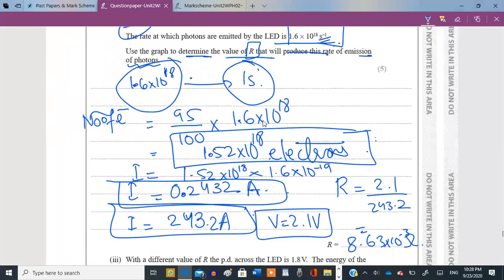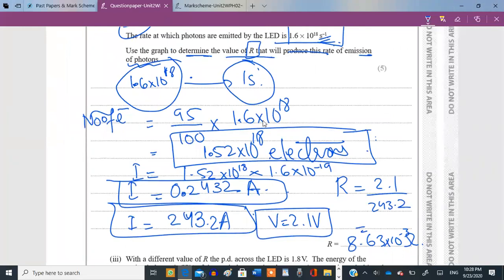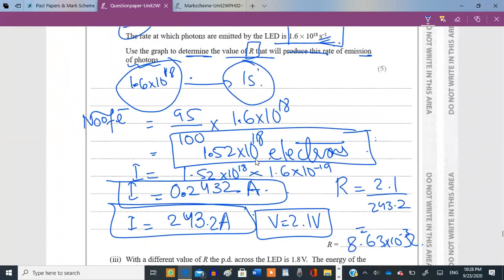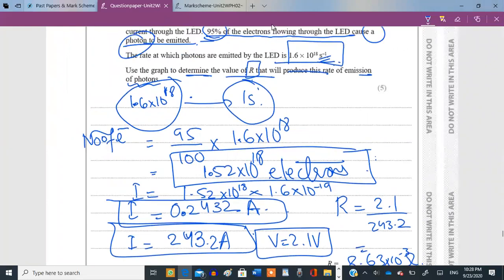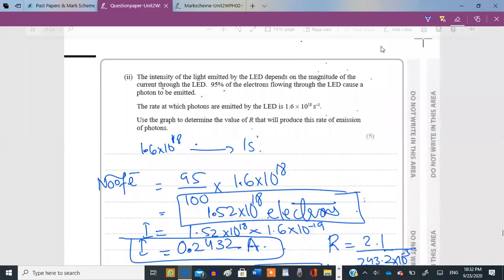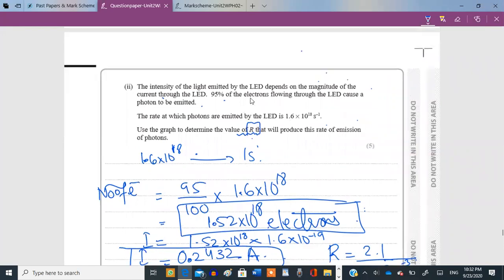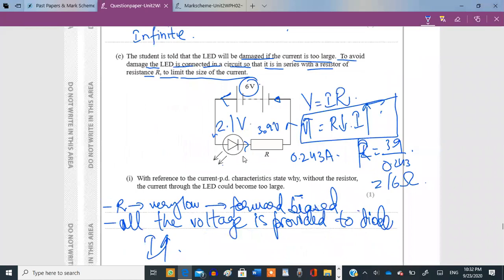It's 1.6 raised to the power of 18 multiplied by 1.6 raised to the power minus 19. 1243. Okay, now you've got the current. In this question, they were actually asking you to find out the value for R. What is R? R is not the resistance of the LED. It is rather the resistance of this resistor.